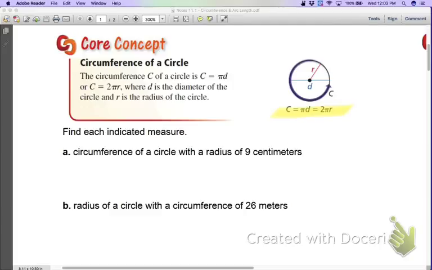Okay, so if it gives you the radius, which of these two am I going to use? The first one or the second one? The second one, because it has the radius. Okay, so if I want to find the circumference of the circle, if the circumference is 2 pi r, the circumference is just going to be 2 times pi times 9, which is just going to be 18 pi. Again, leave it like that unless it tells you differently.